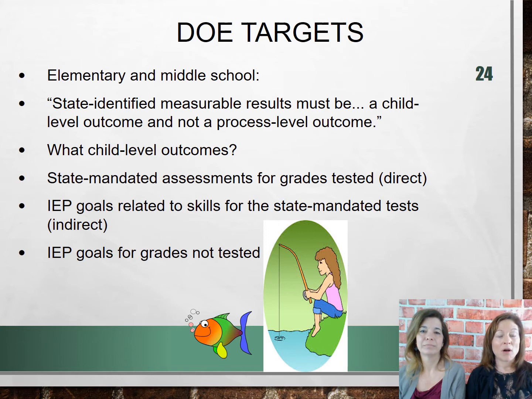And they're also going to look at the grades that aren't tested. So for example, in Missouri, we test 3rd grade and up, but they're going to look at the kindergarten, 1st and 2nd grade IEPs to see if those kids met their goals. So there's going to be different ways each state selects what their targets are going to be.